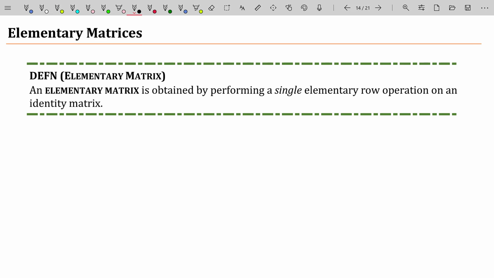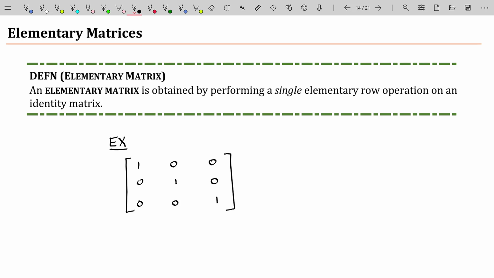An elementary matrix is obtained by performing a single elementary row operation on an identity matrix. I say an identity matrix because obviously there are an infinite number of identity matrices. There's a 2x2, a 3x3, a 4x4, a 5x5, and so on and so forth. For example, imagine you had this identity matrix. Let's just make it a 3x3. It's not that big of a deal.